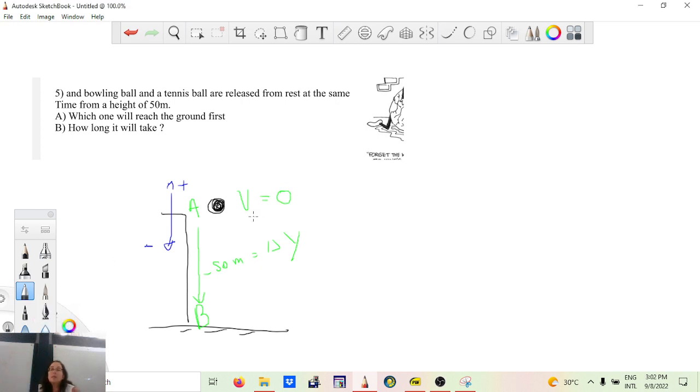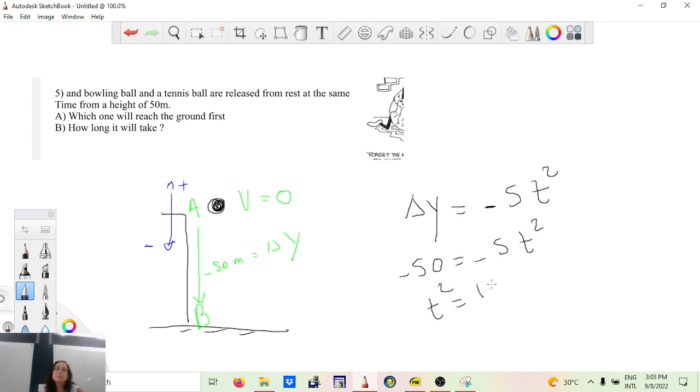So we need to find the time. Yeah, we can use this one, right? If you don't put a negative 50, we are in trouble because a time squared cannot be a negative number. Is that right? Yeah. So it's about 3 something? Okay.